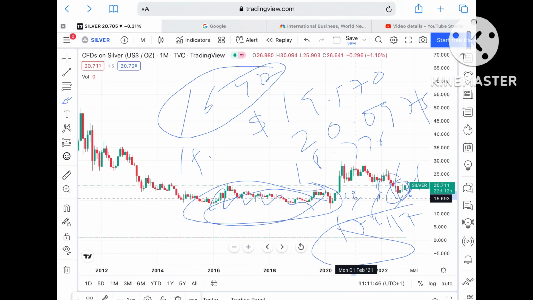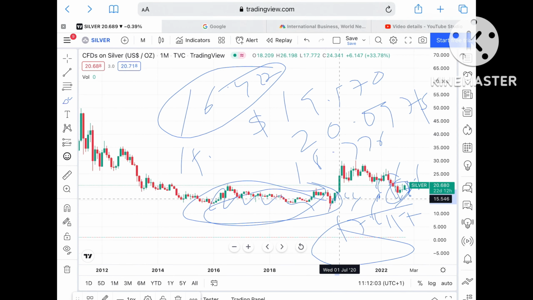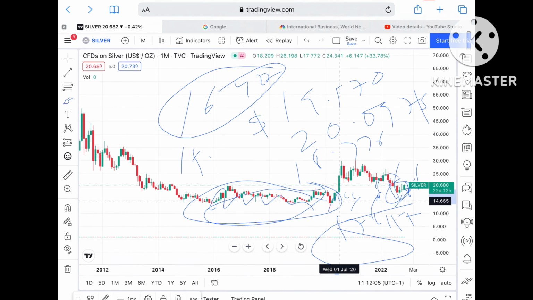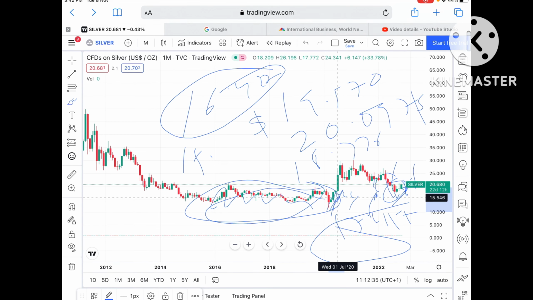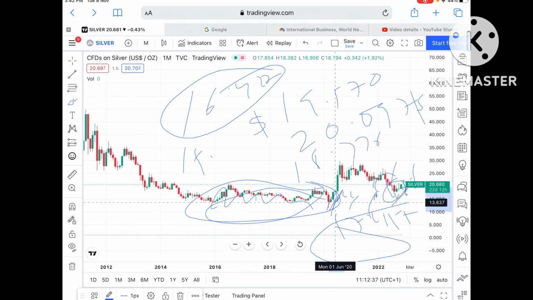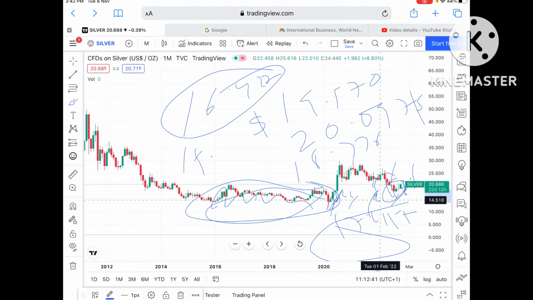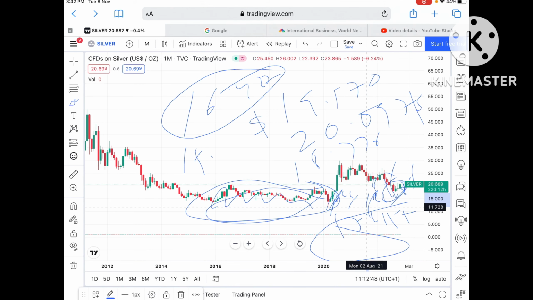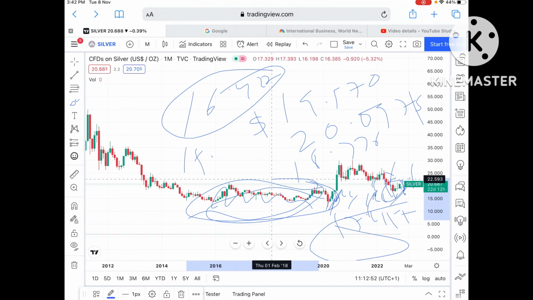moves below that particular level, then we can see it can touch a level of $15.63, and if the price moves below that level, we can see it can move further low towards a level of $14.518, and once this zone breaks below that particular level, then chances are high that we can see it can fall further low, and from there we can see it can move towards a level of 12 and then further down once the zone breaks this particular level.